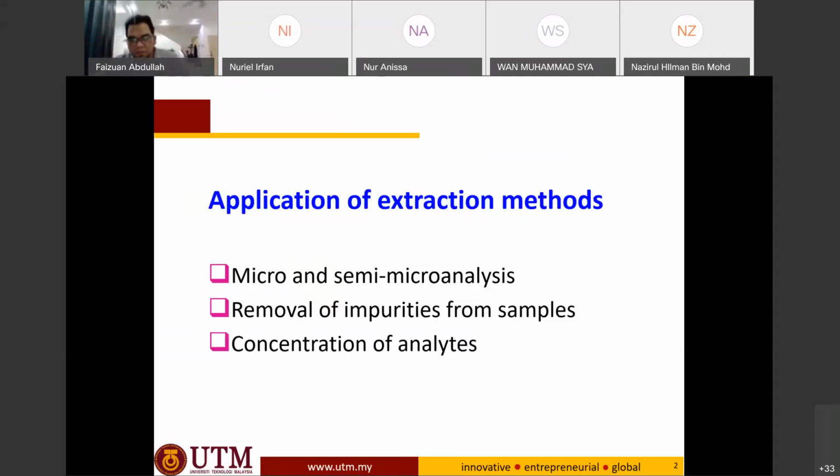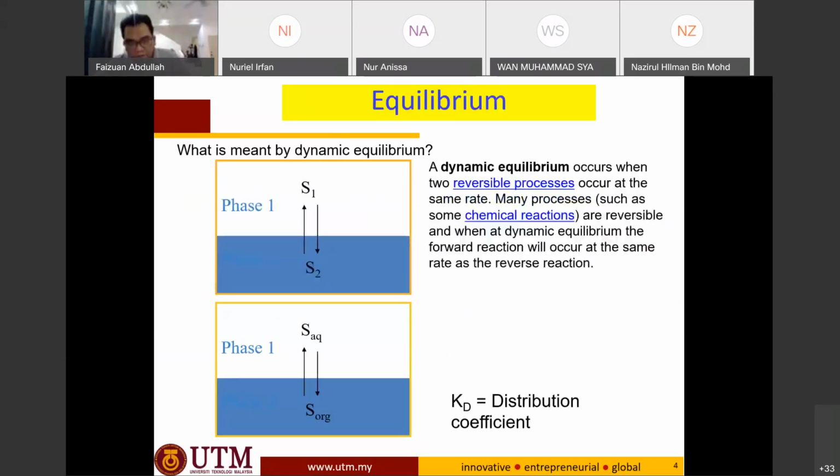Now, more about the liquid, to understand the equilibrium. What do we mean by the equilibrium? Dynamic equilibrium occurs when two reversible processes occur at the same rate. Many processes, such as some chemical reactions, are reversible, and at dynamic equilibrium, the forward reaction will occur at the same rate as the reverse rate. So for this liquid extraction to occur, we need to ensure that the equilibrium is dynamic, right? Meaning that the rate is the distribution coefficient, KD.